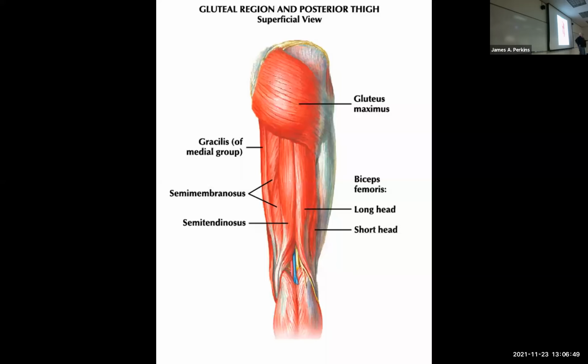Some of you already discovered this yesterday when we were dissecting the posterior thigh, that it's really easy to get confused about what's medial and what's lateral. Because these two long skinny muscles right here look almost like mirror images of one another. So it's really important to remember which of these muscles is on the medial side of the thigh, which of these muscles is on the lateral side of the thigh.